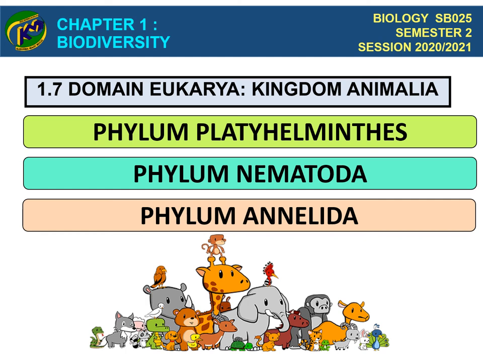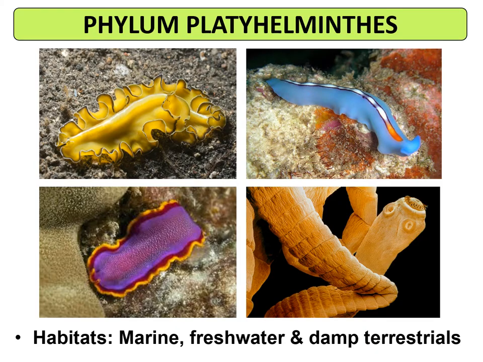Hi, I'm going to continue explanation of Kingdom Animalia. Platyhelminthes. Platyhelminthes is usually called flatworms because they are flat. They are mostly marine, but we can also find them in freshwater and deep terrestrials.